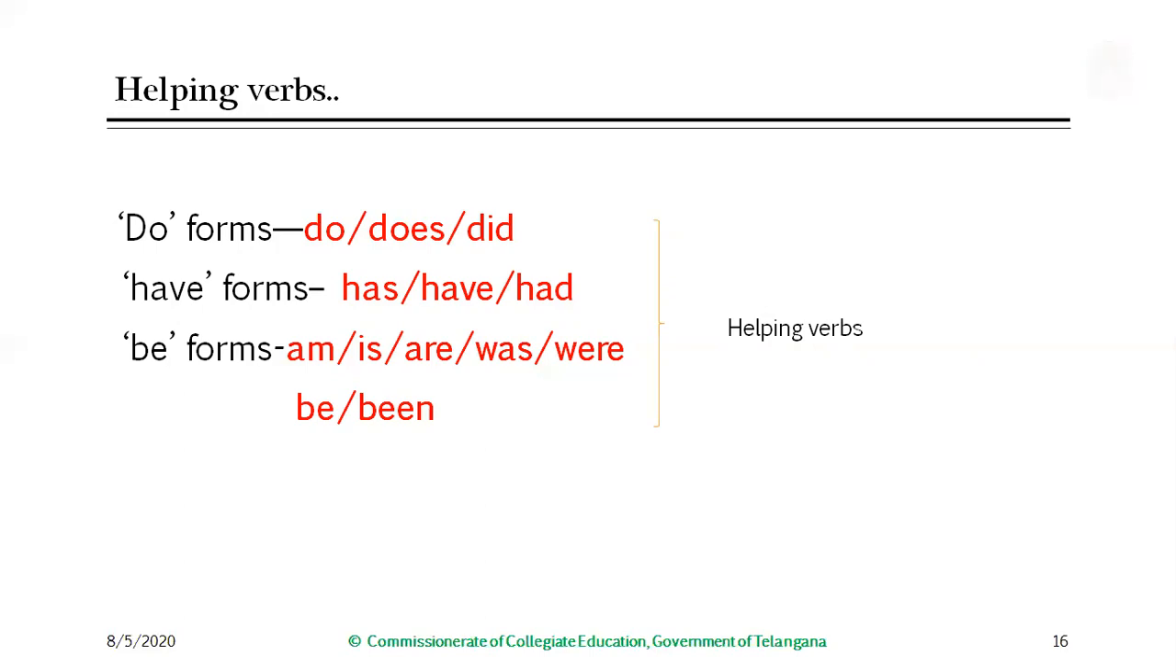She is an actor. Is is the main verb. But she is punished. Punished is the main verb and is is the helping verb. In the same way, was, were, be, been. These act as both the main verbs and helping verbs.